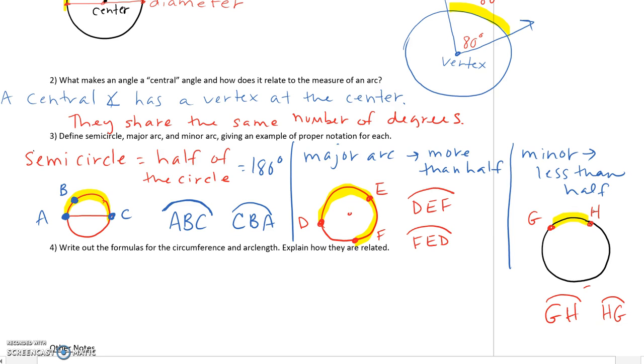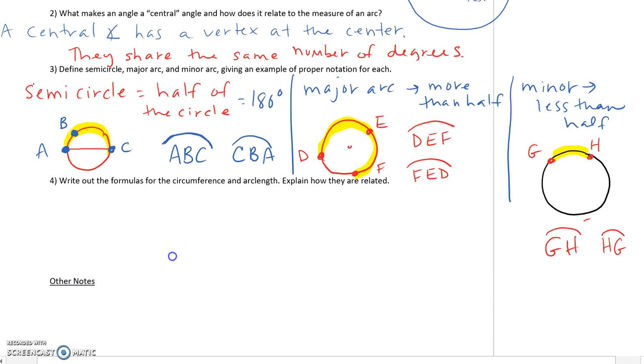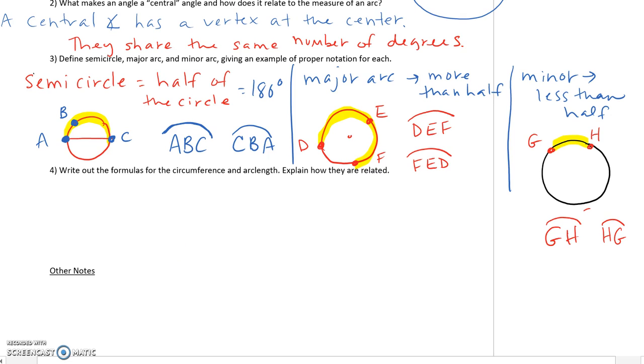So what are the formulas for circumference and arc length? This is number 4. Explain how they are related. The circumference, if you don't remember, that's the fancy word for the perimeter of a circle. If I was going to walk along the edge, how long of a path is it? It is pi times the diameter of the circle.